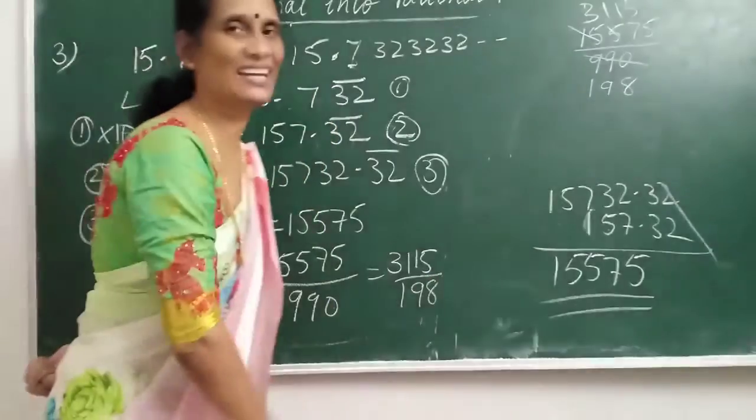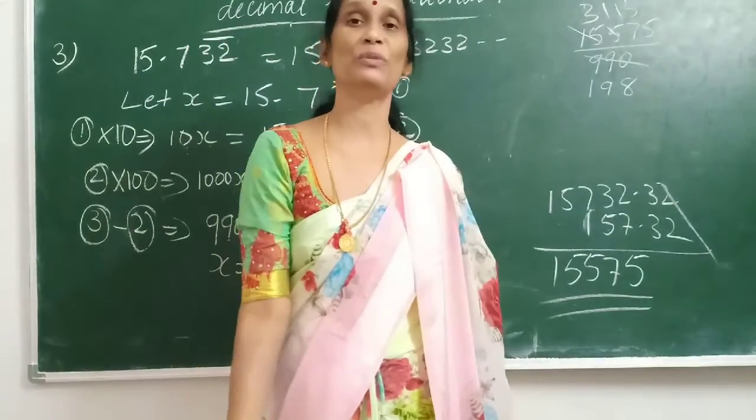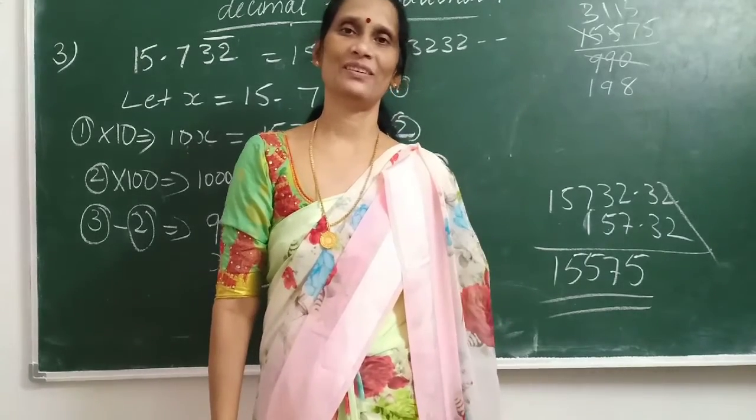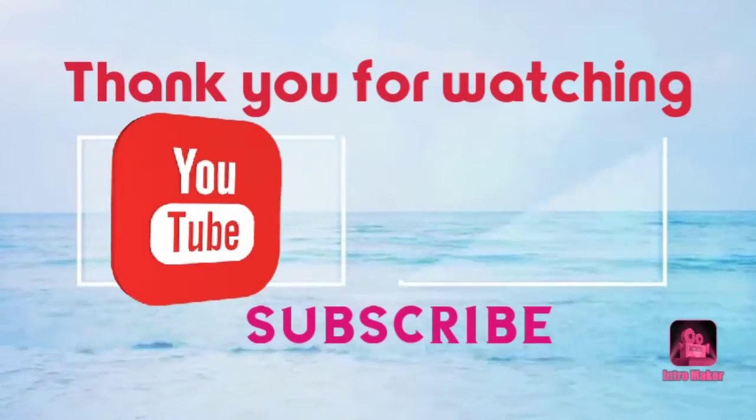So in this way we can convert non-terminating recurring decimals into rational numbers. Okay, how did we get it?